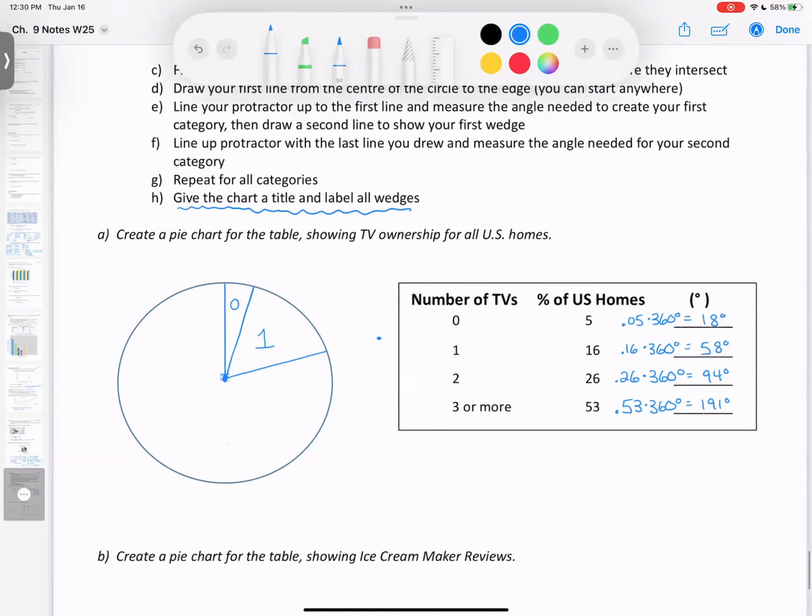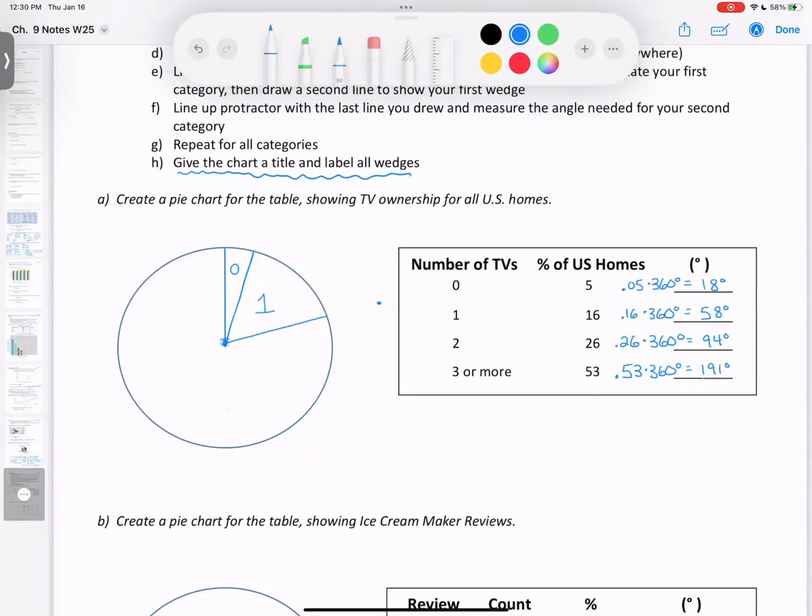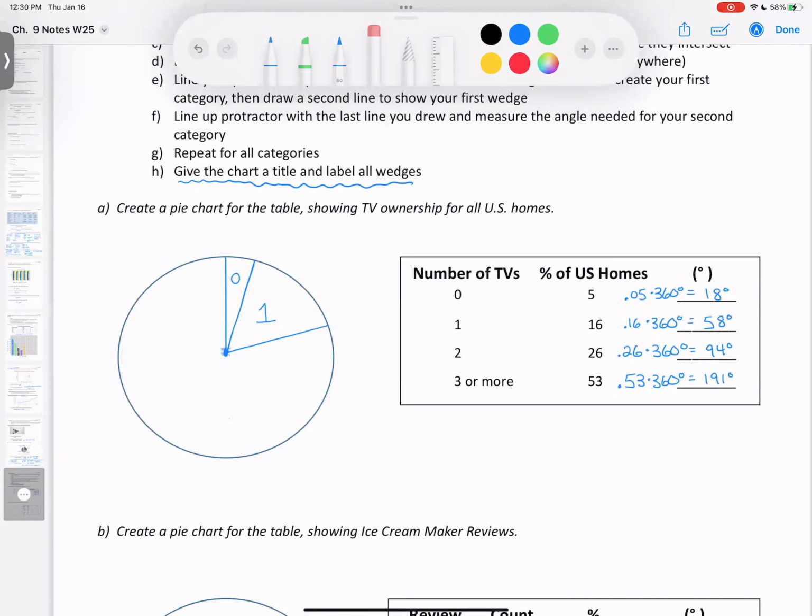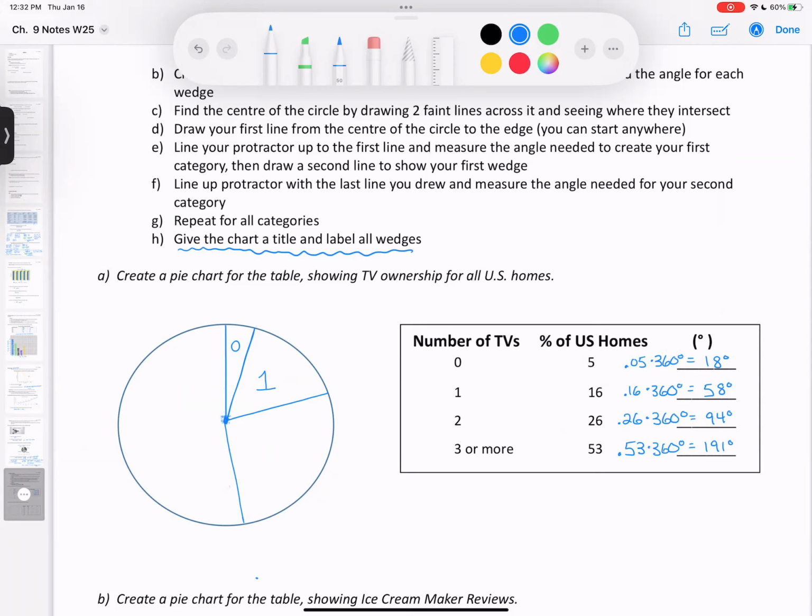So now we go to the most recent line we just drew. That becomes our new 0. And this time we want 94 degrees. So we're going to line that up as a 0 on our protractor. And then we're going 94 degrees, which takes me to, try that again here. Somewhere here is 94 degrees. So I can connect that with the center of my circle, and that gives me my next wedge. And so that wedge I've just created is households that have 2 TVs.